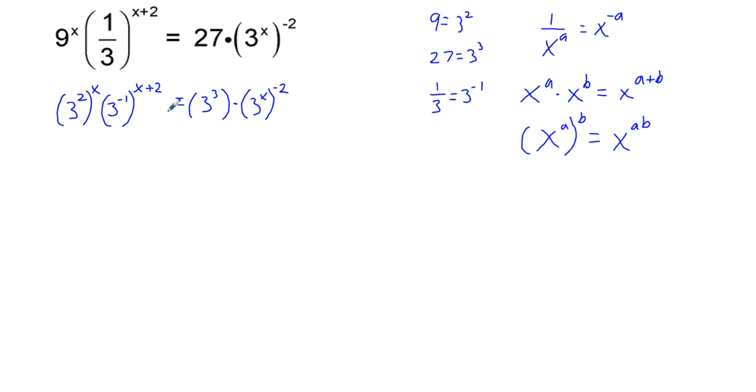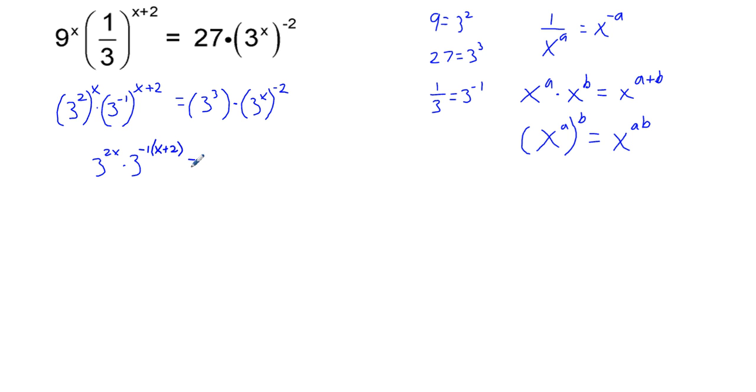So now, after having done this, we're going to use this power of power rule in everything here to change this equation. So what we're going to have is this 3 squared to the x power, we're going to multiply by 2 times x. So that's going to be 3 to the power of 2x, 2 times x, times 3 to the power of negative 1 times quantity x plus 2.